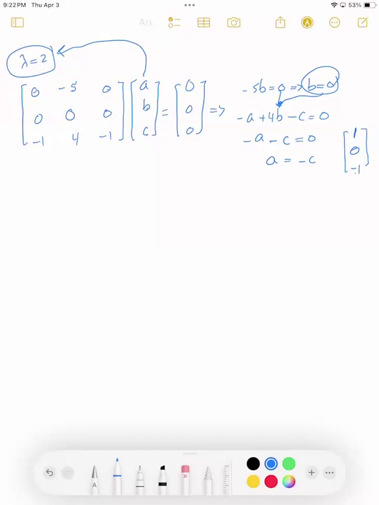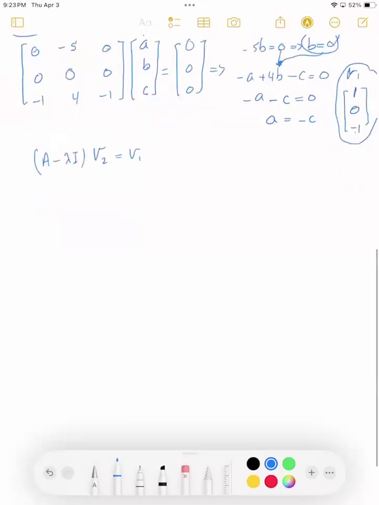So to find the other vector, we have A minus lambda I. This is going to be a matrix. If we multiply it by some vector V2, we want to get this vector V1. If this is vector V1, we want to multiply A minus lambda I by some vector V2 to give us V1. And then that guarantees that V2 is going to be linearly independent.